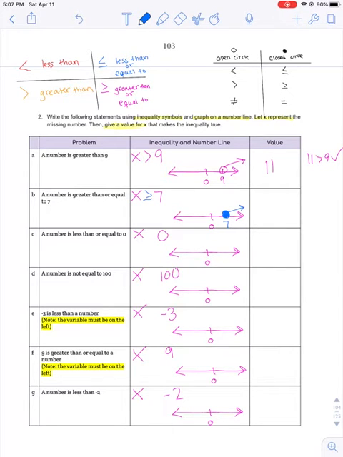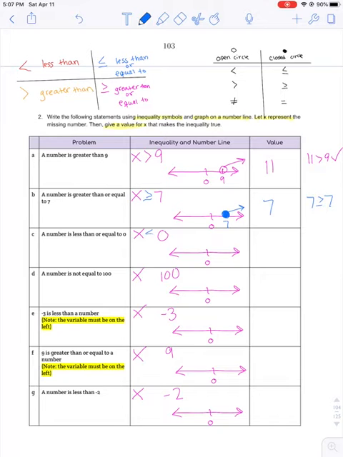For the value, there's so many different answers you could have put. There's infinite answers you could have put. It has to be something that's 7 or bigger. I'm going to put 7. 7 is actually greater than or equal to 7 because they're equal. You could have picked 8. You could have picked 1,000,000, something 7 or more. All right, the next one.